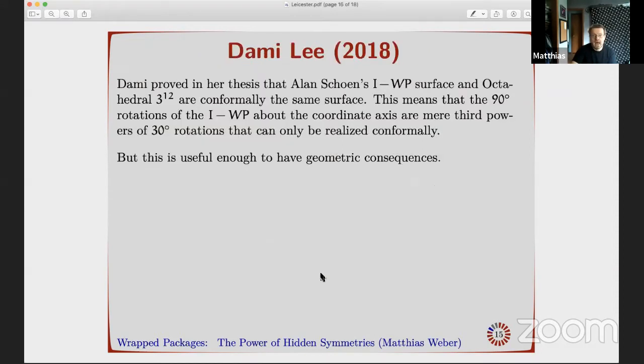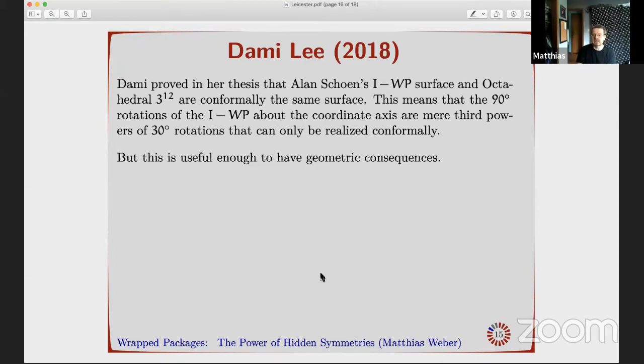So then came a discovery by Dami Lee, who was one of my PhD students. In her thesis, she proved that the IWP surface and this octahedral approximation are actually conformally the same surface.